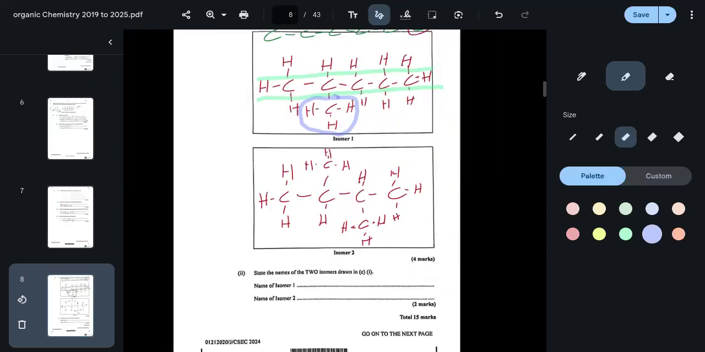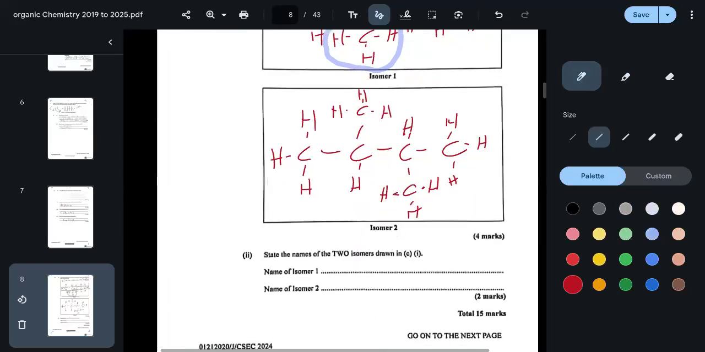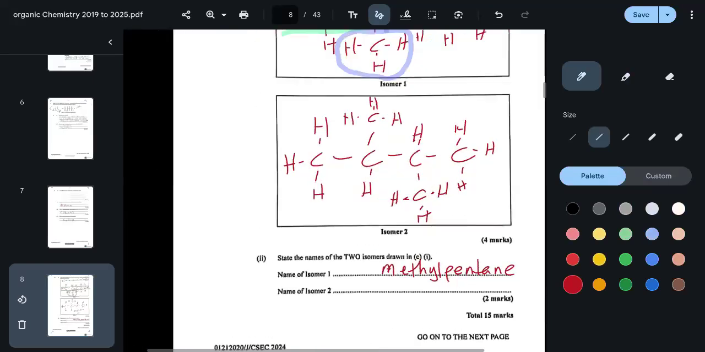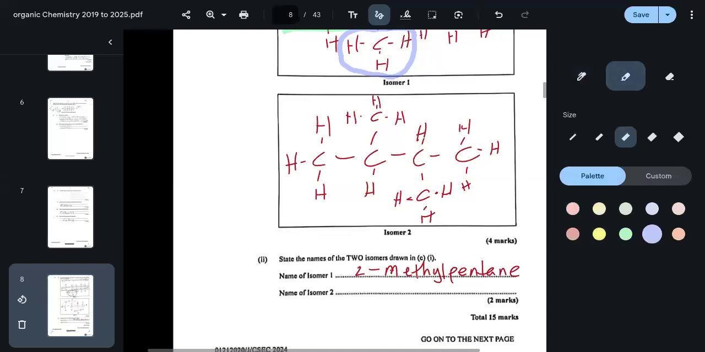So for isomer 1, it's 5 carbons, so that's pentane. And we have a methyl group, so it is methyl pentane. And the methyl group is on carbon 2, so it is 2-methyl pentane. For this one, do the same thing. Outside of the chain, we have a methyl group here, and we have another methyl group here.